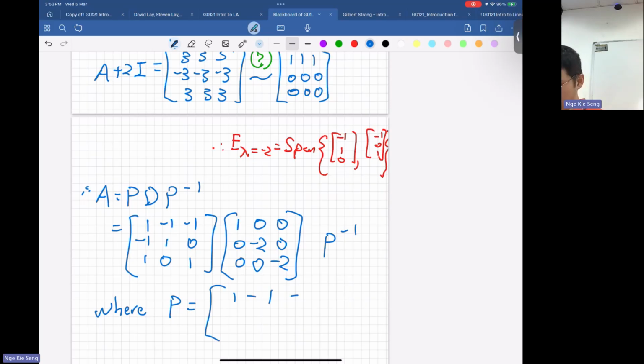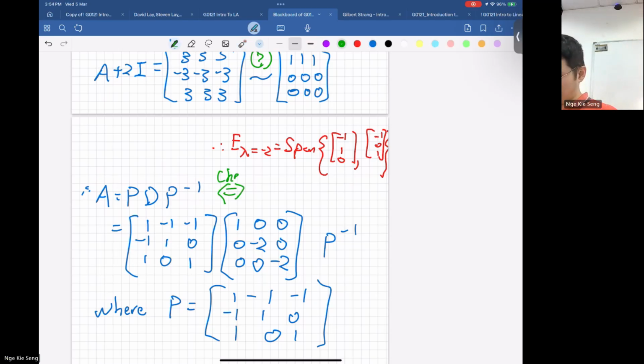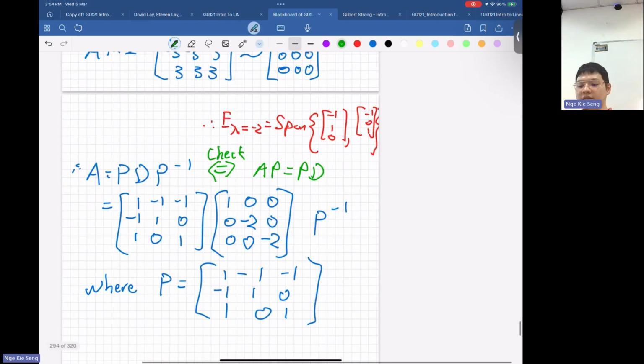Okay. But let's say if you want to check, how do you check? What do you think? How to check whether this is correct or not without finding P inverse? How do you check this equation here? So checking this is equivalent to checking AP equals PD. Okay. Without finding P inverse, you can check.